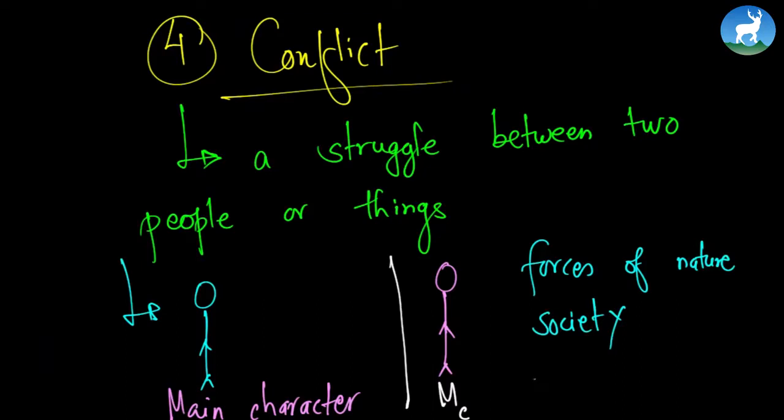Or it could be feelings. The character's wanting to do something but his feelings are interrupting. It could be emotions. It could also be some kind of illness. The character is trying to achieve something, but his illness is holding him back. That could be one of the struggles, one of the conflicts.